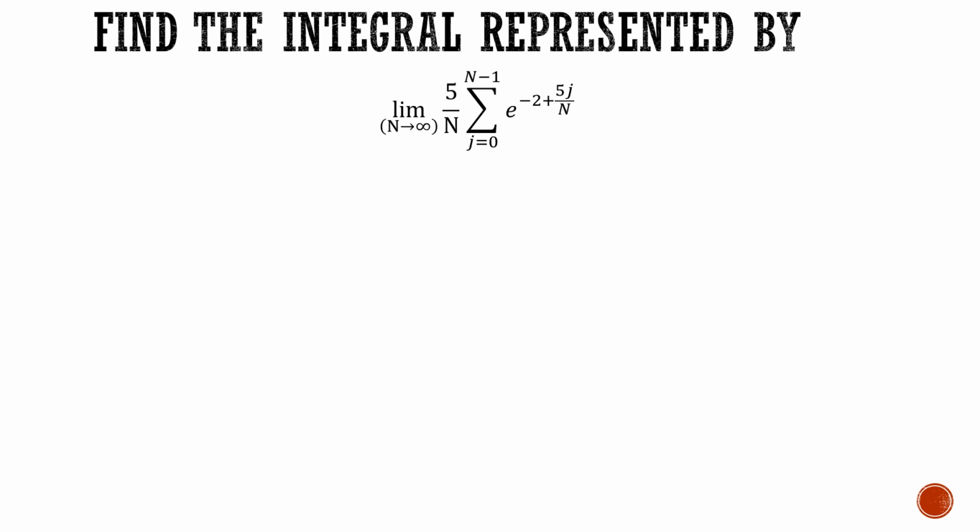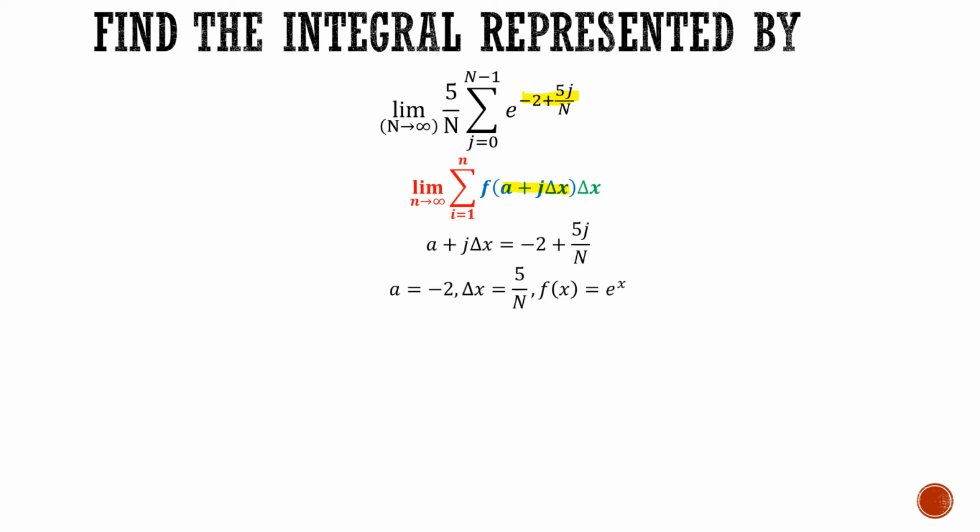Alright, let's try one more example to make sure that we really have it. Again, I'm going to start with my summation formula. What I need to recognize is that this a plus j delta x has to be this piece right here, negative 2 plus 5j over n. Once I realize that, I can tell that my a had to be negative 2, my delta x had to be 5 over n, and my f of x clearly looks like e to the x.